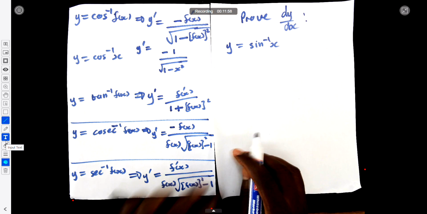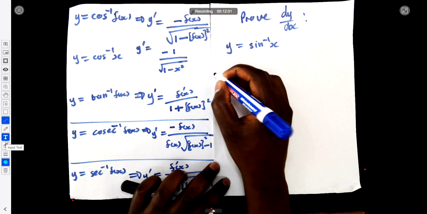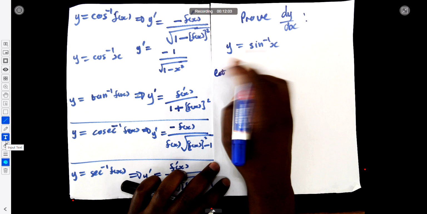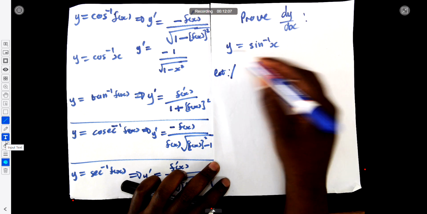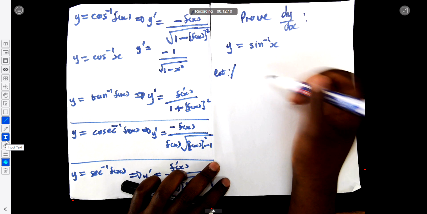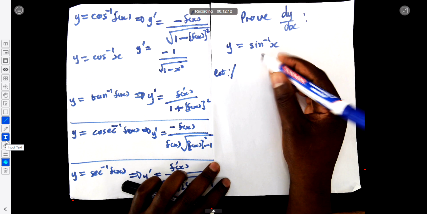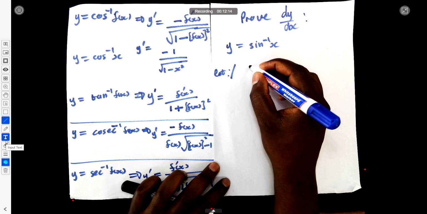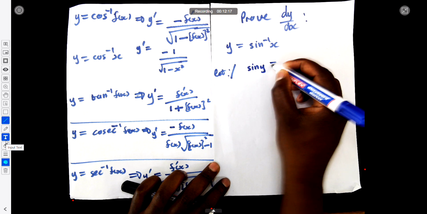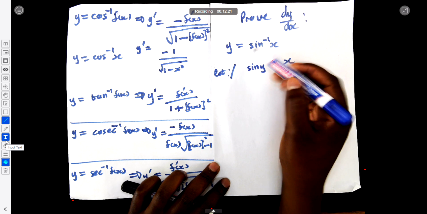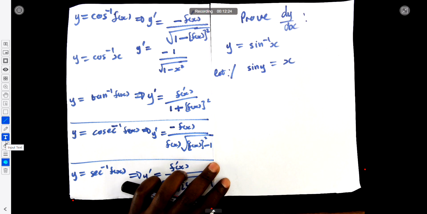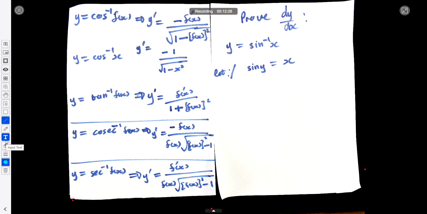So what we're going to do: you can apply sine on both sides, because I want to make x the subject of the formula. So we're going to have sine y equals x. When you apply sine on both sides, we get rid of the arcsine. So x is now equal to sine y.